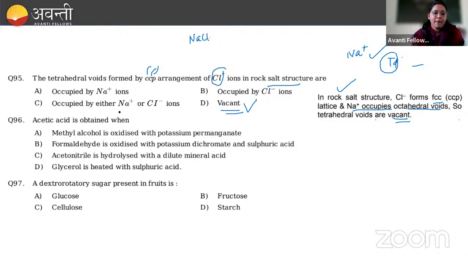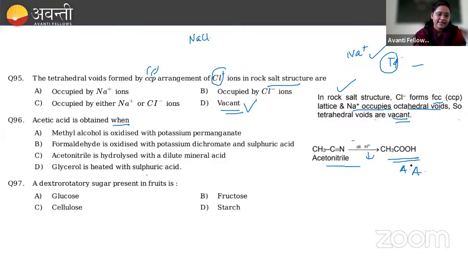Okay, next, acetic acid is obtained when. So when do we get acetic acid? That is our question. Methyl alcohol is oxidized with potassium permanganate. Formaldehyde is oxidized with potassium dichromate and sulfuric acid. Acetonitrile is hydrolyzed with a dilute mineral acid, and glycerol is heated with sulfuric acid. Here you can see that when acetonitrile undergoes hydrolysis, we get acetic acid. So the answer will be option C. Yes, everyone, any doubts in this?